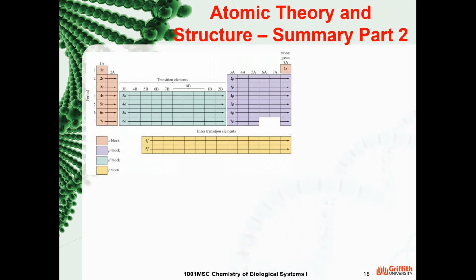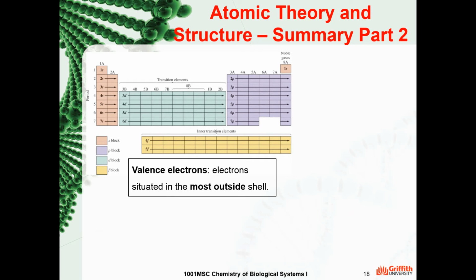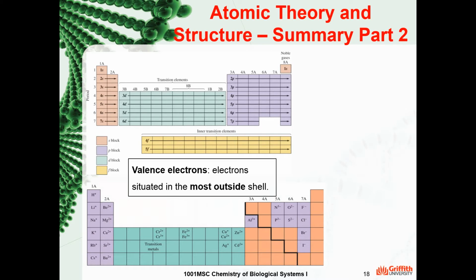After that, we discussed the periodic table in terms of the electron structure and explained how elements are positioned in the periodic table. We also discussed the concept of valence electrons and defined them as the electrons situated in the most outside shell. Valence electrons are the ones that get involved in chemical reactions.